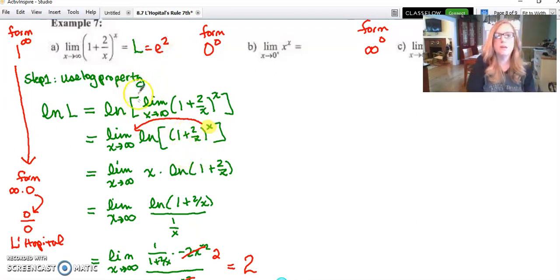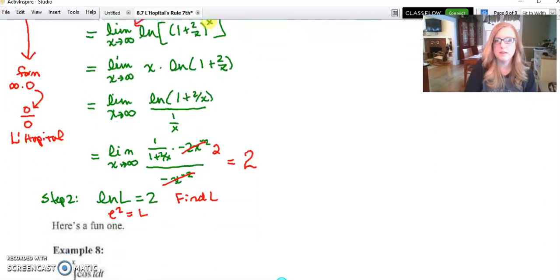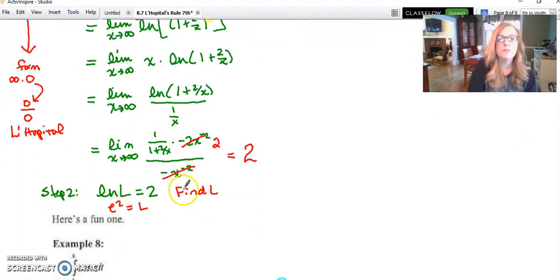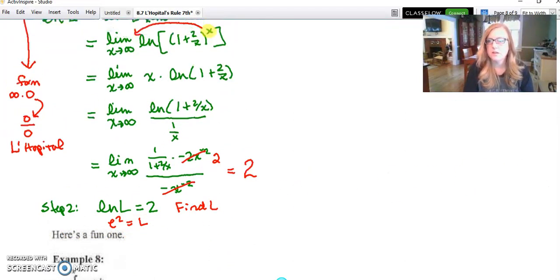So step 1, use the log property to calculate the limit. Step 2, find L by using your rules for your exponents. All right, let's take a look at the next one.